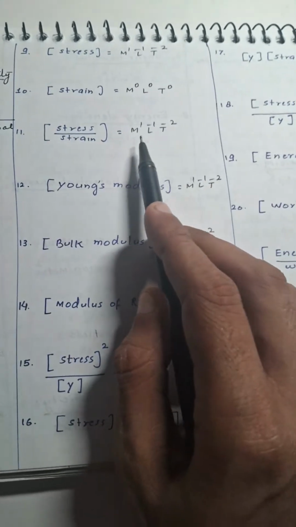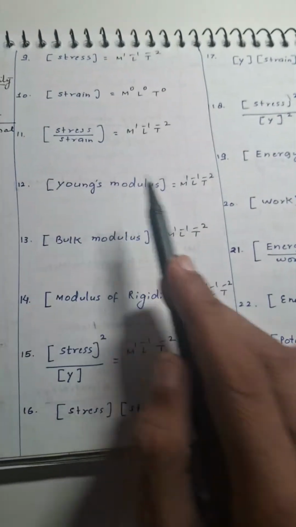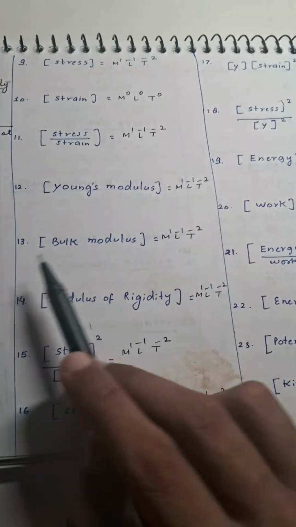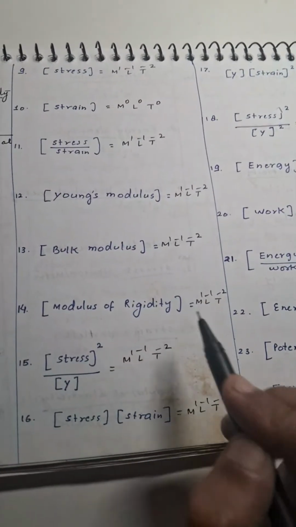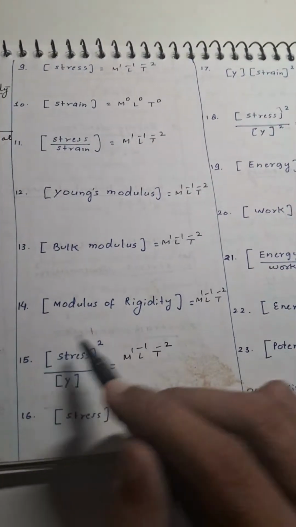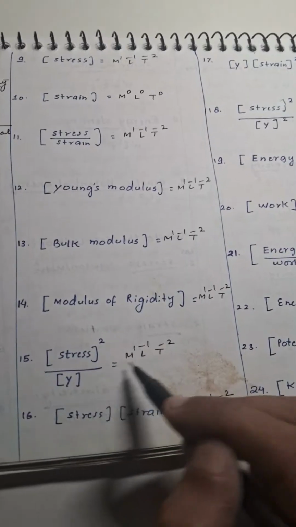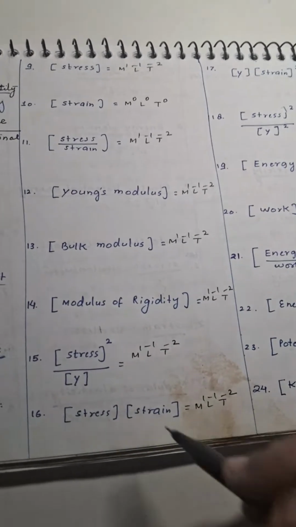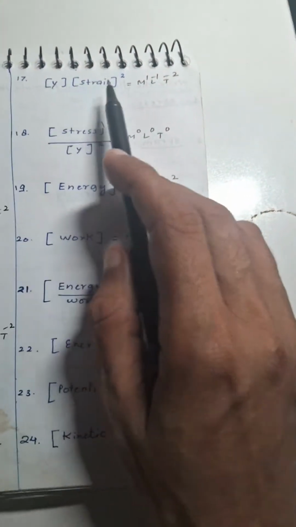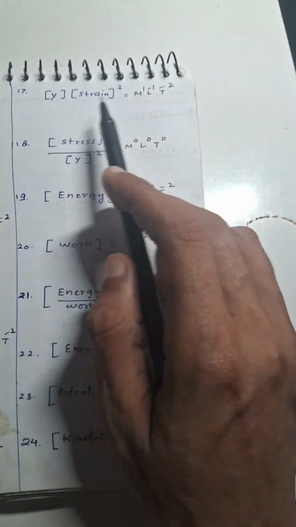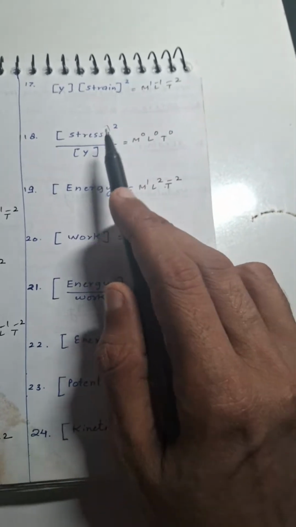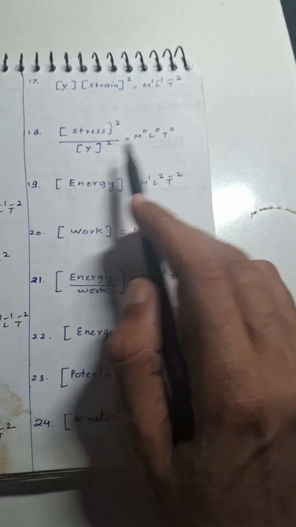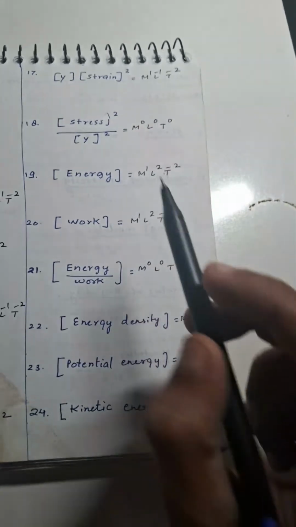Stress by strain is M^1 L^-1 T^-2. Young's modulus is M^1 L^-1 T^-2. Bulk modulus is M^1 L^-1 T^-2. Modulus of rigidity is M^1 L^-1 T^-2. The dimension of stress squared by Y will be the same. The dimension of stress and strain is the same as M^1 L^-1 T^-2. Then the dimension of Y into strain squared is energy density, which has the dimensions M^1 L^-1 T^-2. Then stress squared by Y squared: stress and Y have the same dimension, so that will be M^0 L^0 T^0.